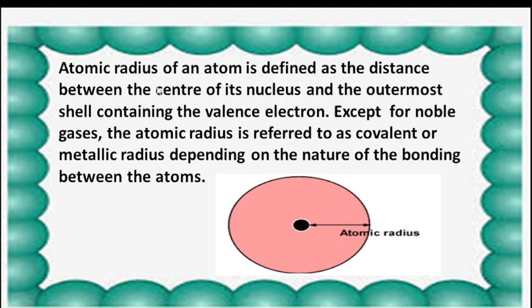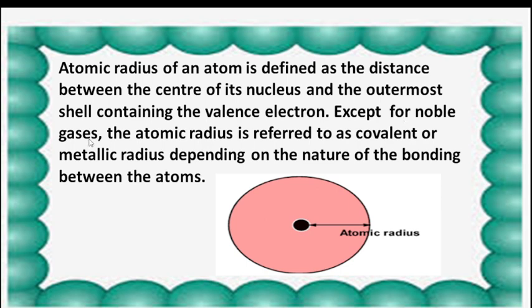First, atomic radius. What is atomic radius? The atomic radius of an element or atom is defined as the distance between the center of its nucleus and the outermost shell containing the valence electrons. This is the nucleus of the atom, and the valence electrons are present in the outermost shell.